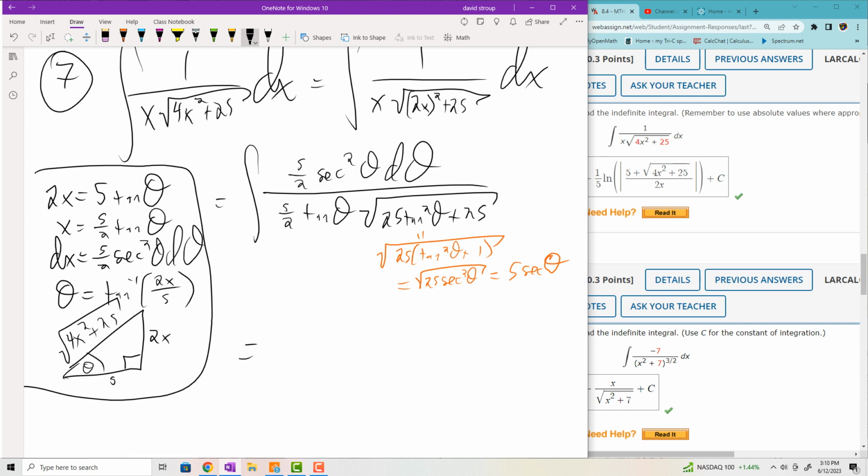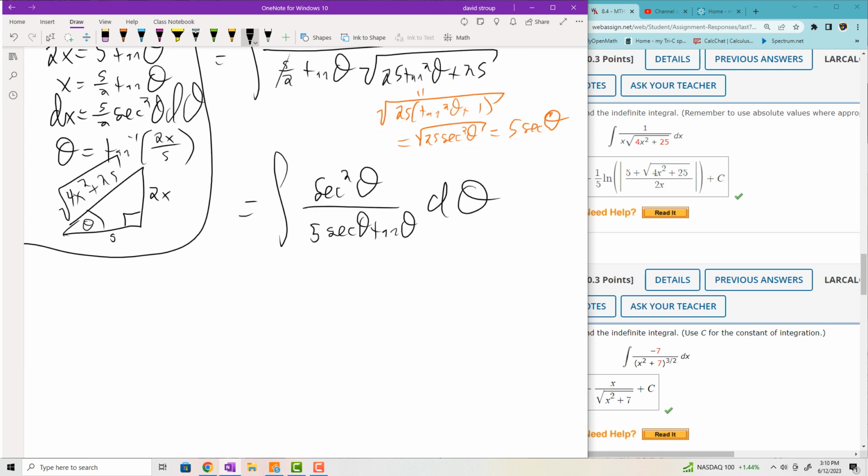So the 5 halves are canceling. And the integral of secant squared theta all over, now there's a 5 floating about, so 5 secant theta tan theta d theta. Again, it's one of these trigonometric integrals, right? So I'm going to factor out the 1/5 here. Then the one factor of secant will divide out, so you get secant in the numerator. And then you have 1 over tan, which is the same as cotan.